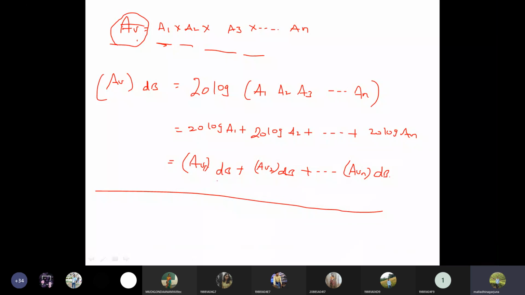Okay, so till this point we covered the overall voltage gain. So now let us come into the current gain. Current gain equals... okay, the same formula, the same procedure.